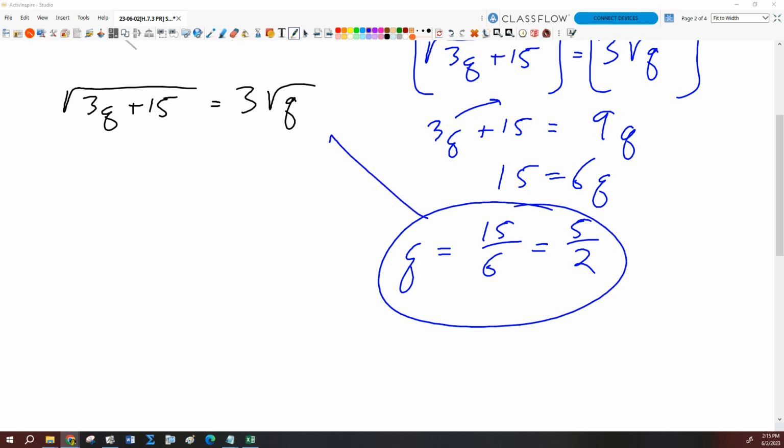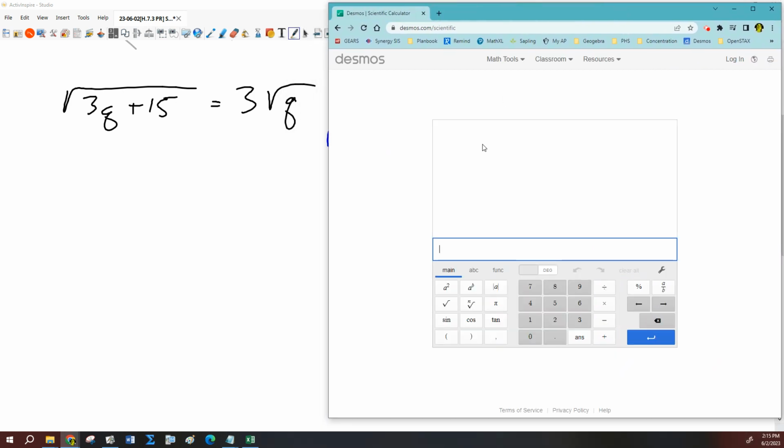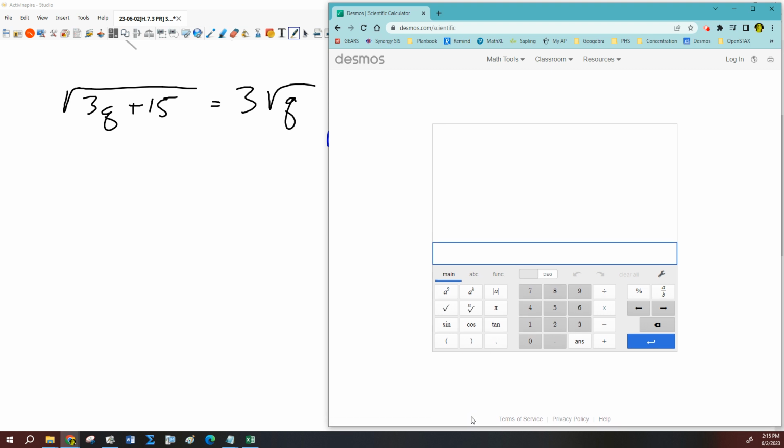So I'll plug that back in up here. That's a little bit inconvenient to check. I mean, we could do it. It's not like it's that big a deal, but I want to use this opportunity to just review with you very quickly how we could use Desmos Scientific to do this for us. Well, you don't even need to graph it because you may not have access to a graphing calculator, but you can do this with a non-graphing calculator. You guys remember how to do that? Because this is a good one to know.